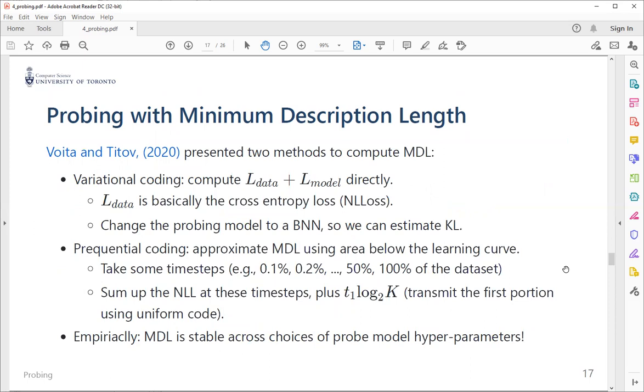Note that the KL is not possible to approximate using a conventional neural network. So a straightforward solution is just to change the probing model into a Bayesian neural network so that we can estimate the KL divergence from the prior to the posterior. One of the methods is, first, instead of considering every parameter in the neural network as a single value, we consider that as a distribution, and the collection of these distributions forms a large distribution, and then we can sample from this distribution and compute the distances between the distributions, so that we can estimate the KL.